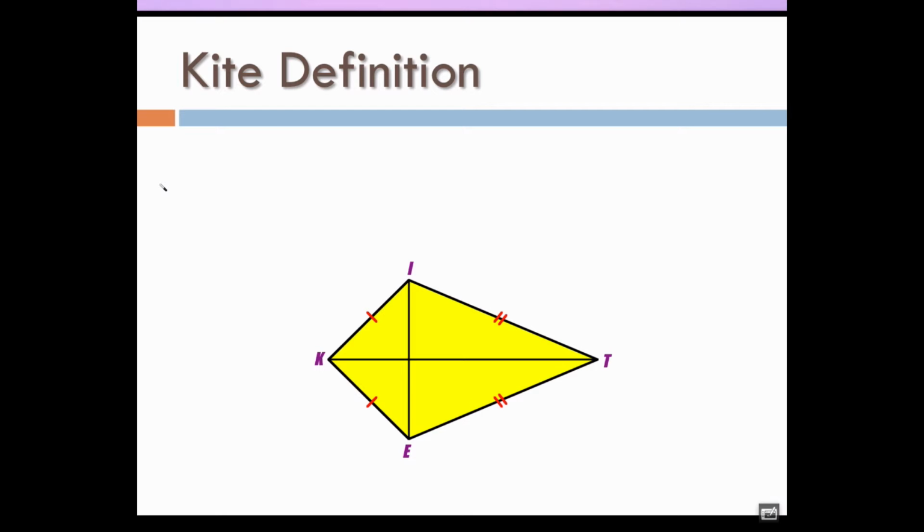KI and KE are perpendicular? Do they have to be? So you're saying that's a right angle? I think so. Is that a right angle? Okay, never mind.